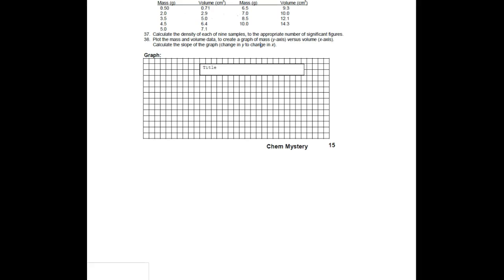Alright, so the data that we're going to use for 37 is this table of data right here. It's mass and volume data, and it continues on over there. That confuses half the people on this problem. Alright, so it says calculate the density. If you remember, density is equal to mass over volume. Alright, so for each one of these, here's my mass and there's my volume.